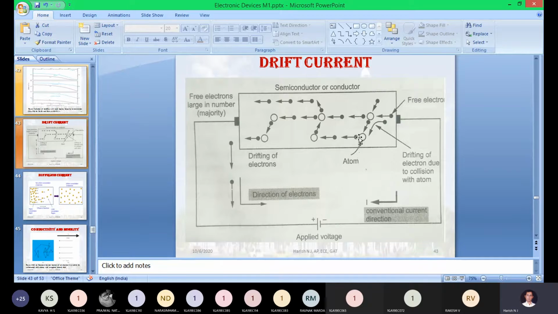What is meant by drift? What is the difference between the drift current and the normal current? When the electrons start moving from one place to another, definitely it constitutes a current. That current we call the electron current. The current constituted due to the hole movement we call the hole current. So then what is meant by drift current?